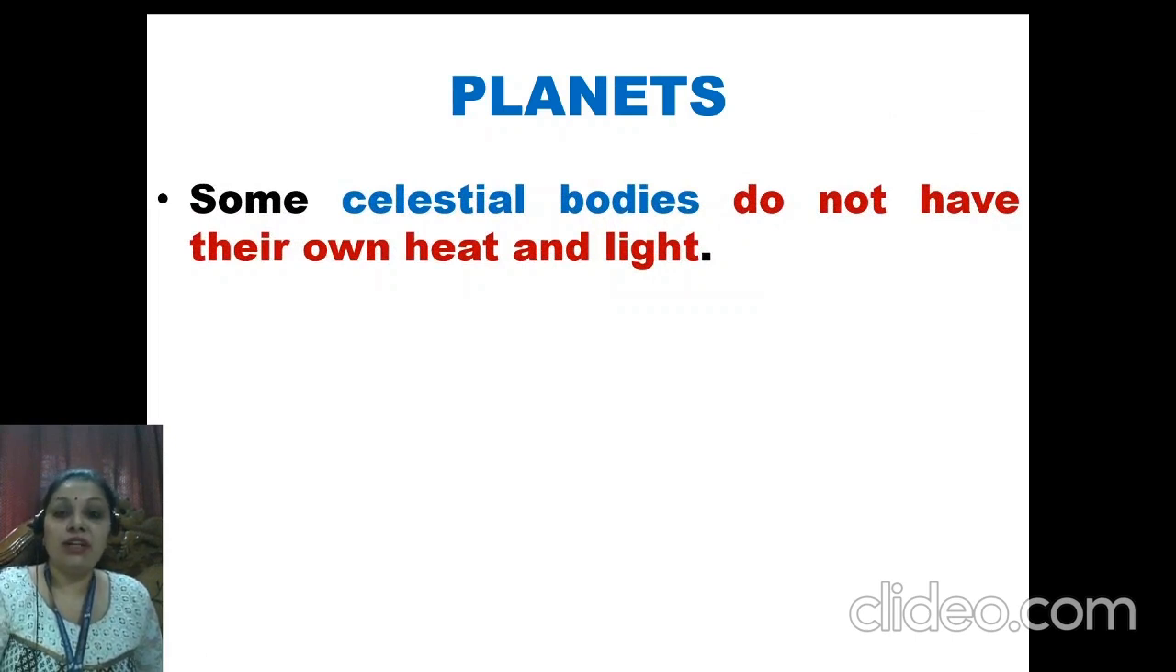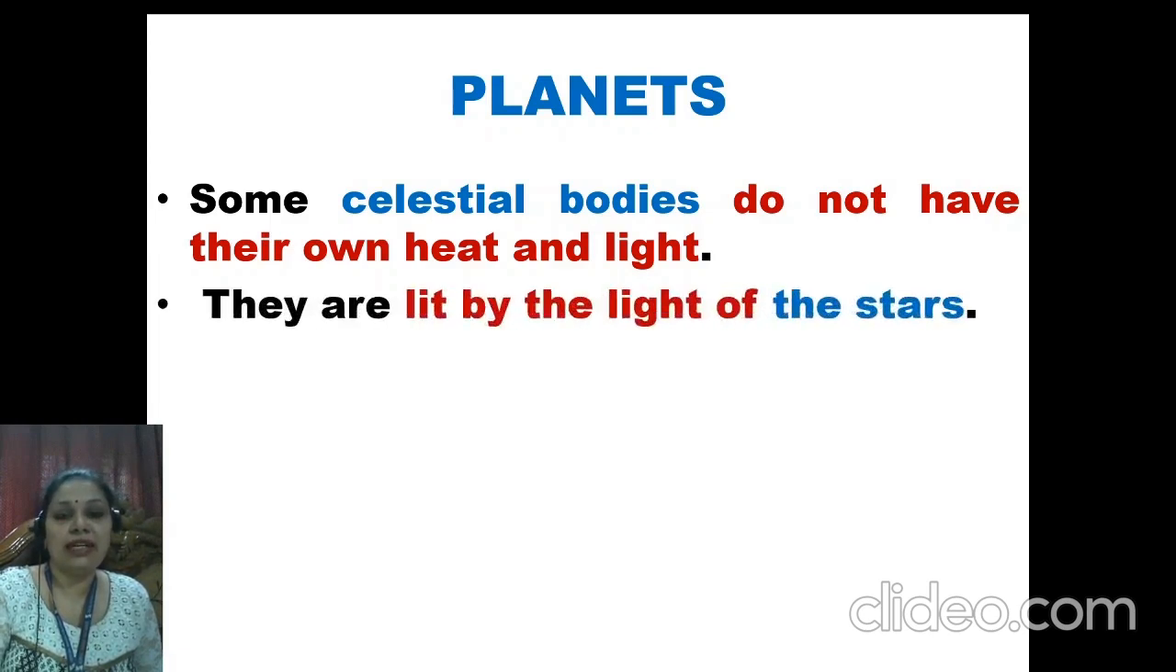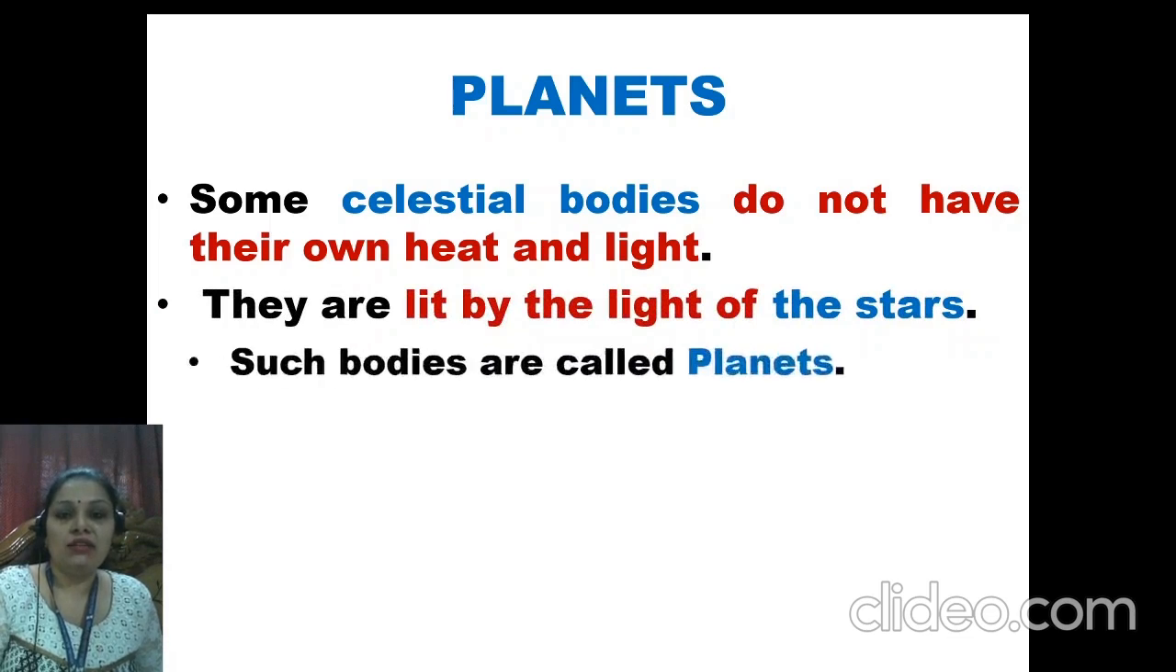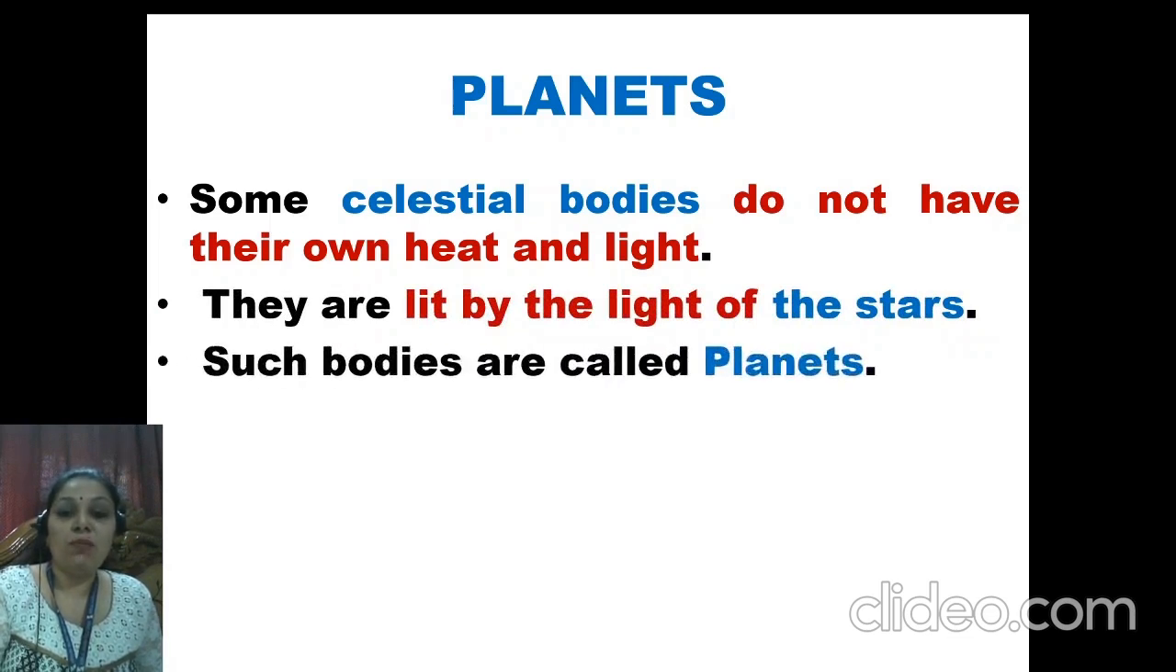Some celestial bodies do not have their own heat and light. Some celestial bodies have their own heat and light and are very hot and big, but some do not. They take the heat and light from other stars. Such bodies are called planets. They are lit by the light of the stars, and such bodies are called planets.